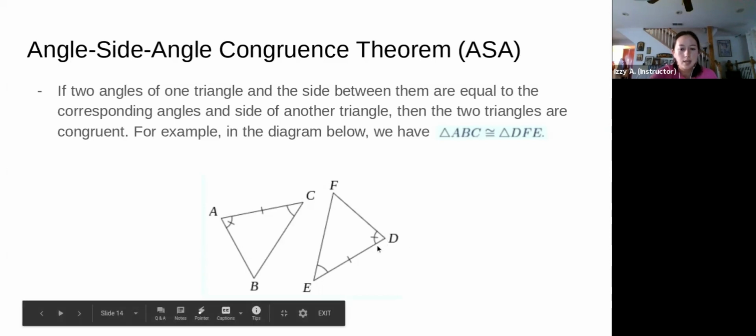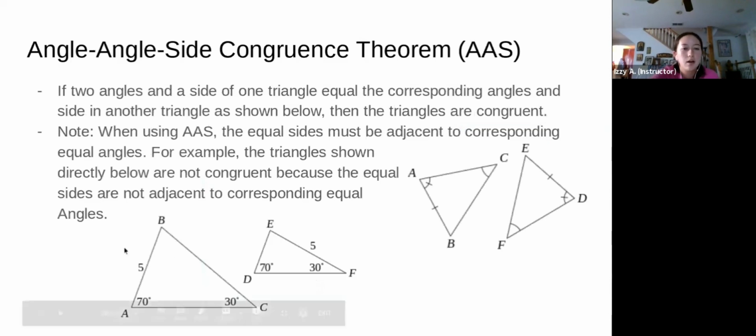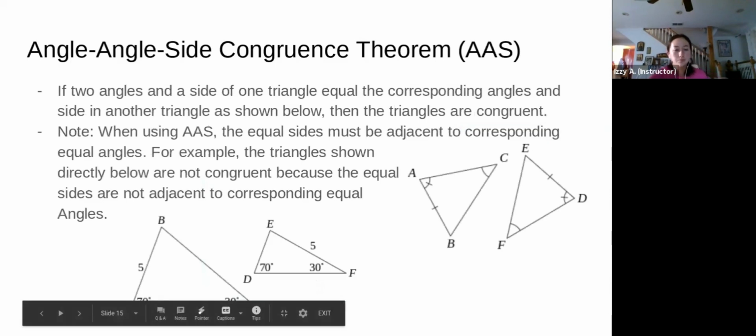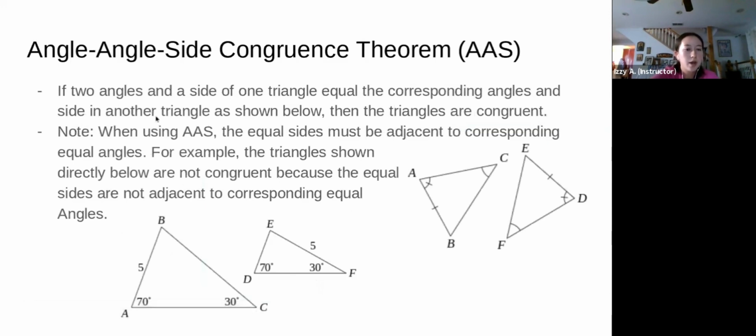So we can see that we have angle E and C are equal to each other, angle D and A are equal to each other, and then side DE is equal to side AC. So it's basically angle, side, and then angle, hence the name ASA. Next, we have the angle, angle, side congruence theorem, and this one states that if two angles and a side of one triangle equal the corresponding angles and side inside another triangle as shown below, then the triangles are congruent.